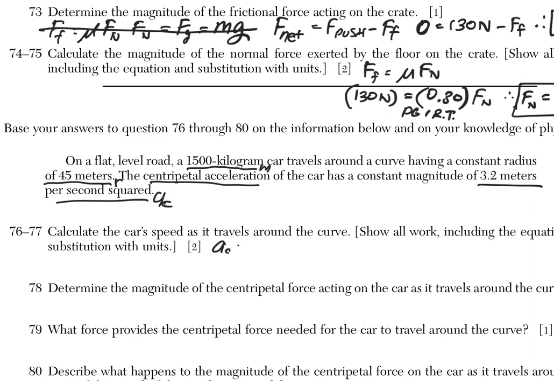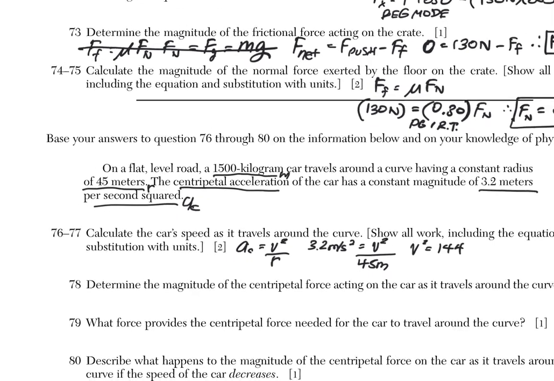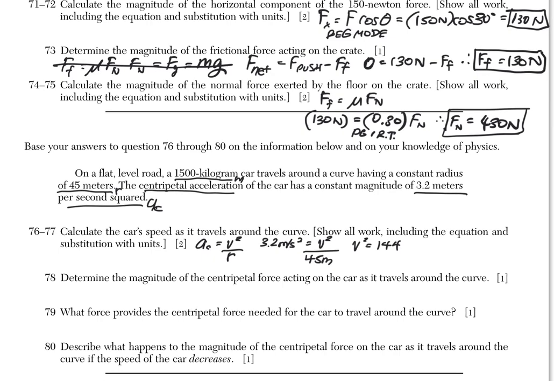Well, I know that centripetal acceleration is speed squared over the radius. I can put in my centripetal acceleration of 3.2 meters per second squared is speed squared over 45 meters. Therefore, speed squared is 144, so the answer is 144 meters per second. But wait, the number one careless mistake, mathematically speaking, on the Regents is forgetting to square or square root. And so the speed is not 144, it is 12 meters per second once you square root that 144.